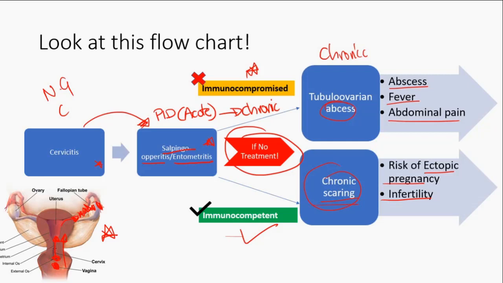So without prolonging the video too long, PID is essentially a progression of an infection that's caused by chlamydia or Neisseria gonorrhea. The two things that you should always keep in mind are: is the patient treated? If the patient's treated, it won't go further than salpingitis or endometritis because we're not giving the infection a chance. But if it's not treated, then it can become chronic. And if it becomes chronic, it will either become a tubo-ovarian abscess if the patient's immune system is not working, or it will turn into chronic scarring of the anatomy if the patient's immune system is working.